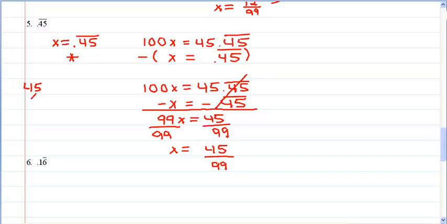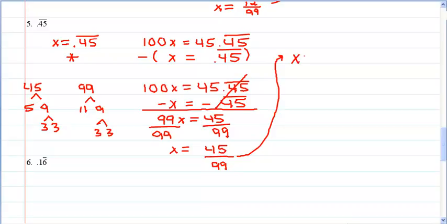So I want to take 45 and split it up as 5 times 9, and then 9 is 3 times 3. And 99 we saw earlier was 11 times 9, and then 3 times 3. So instead of writing 45, I write its prime factorization, and instead of writing 99, I write its prime factorization. The 3's cancel, and I'm left with 5 over 11.